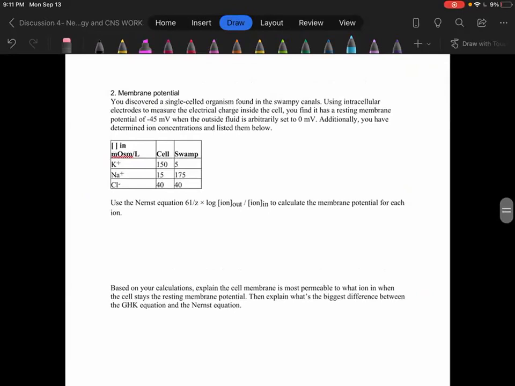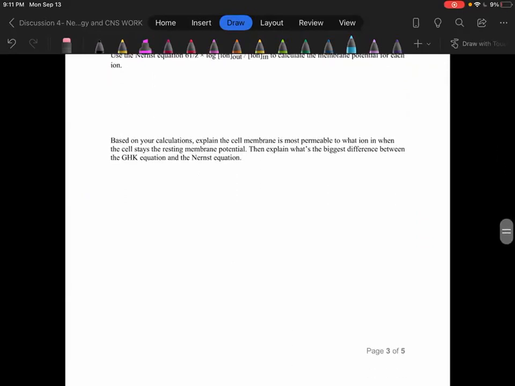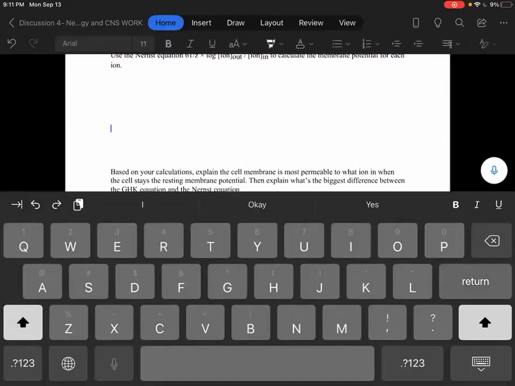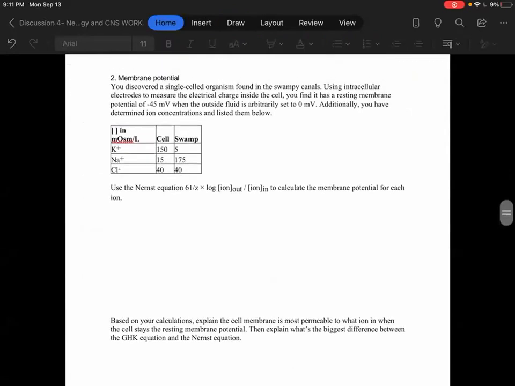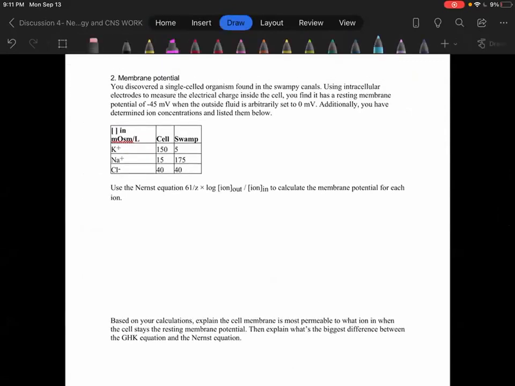All right, awesome. So moving on to number 2, this one's a lot easier, so don't worry about this. I'm going to add some more space right in between here. So number 2, we're just going to be using some simple calculations here.